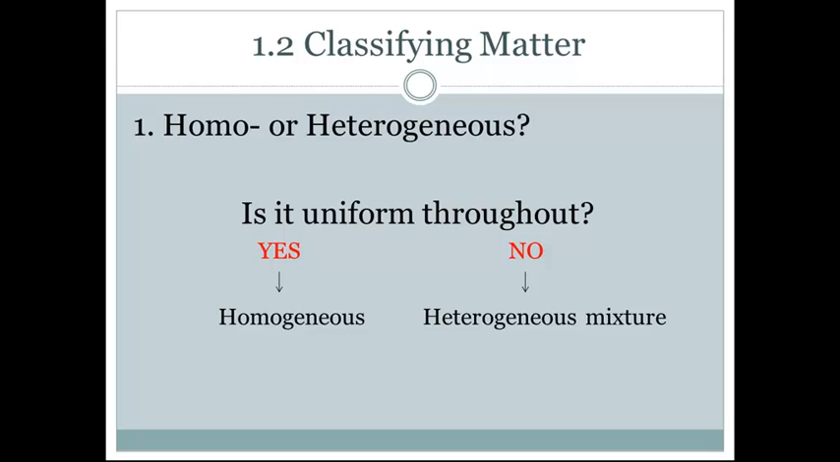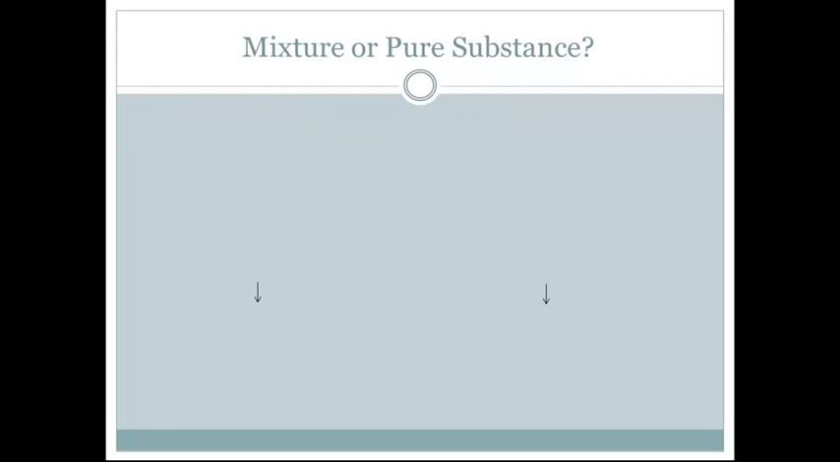But let's say someone gives you some tap water without any ice in it, and let's say you can't see any particles in it, it just looks clear. Then that would be homogeneous because it would be the same throughout. So you're given some stuff. Is it the same throughout? Then it's homogeneous. Is it not uniform throughout? Then it's a heterogeneous mixture. So let's say it's homogeneous. That gives us to our second question.